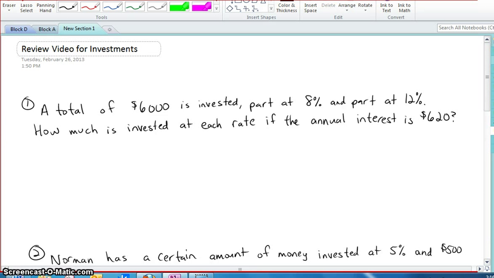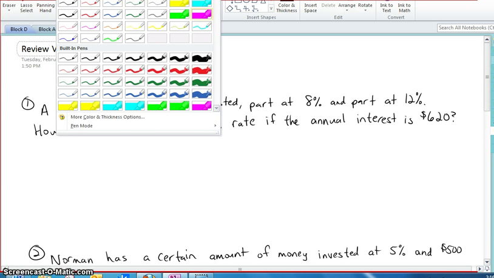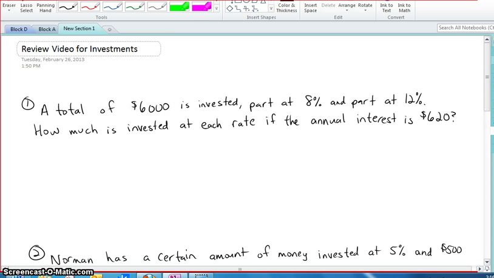Okay, this video is about investment problems so that you can do well on your test, get an A, that's the goal. So I'm going to work on these investment problems, keeping in mind that the format I'm going to follow is the amount invested and the interest earned. I'm going to be looking at those two categories and fill this all in.